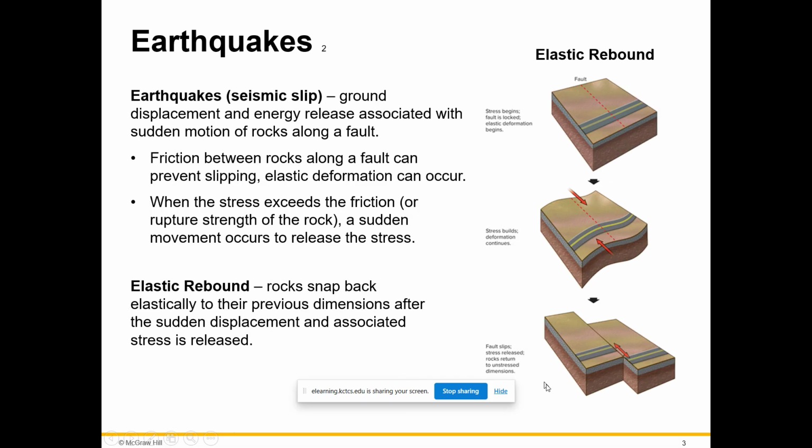So here's a diagram that really shows this well. This is the elastic rebound theory. Essentially, if you get a plastic ruler and you bend that plastic ruler, it's going to fold and bend and bend and bend until a point where all of a sudden it snaps. That is the break. Then you have the fault.